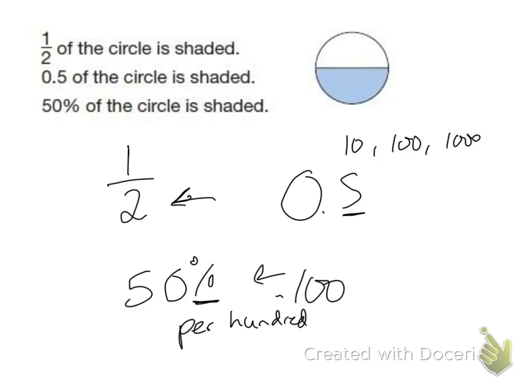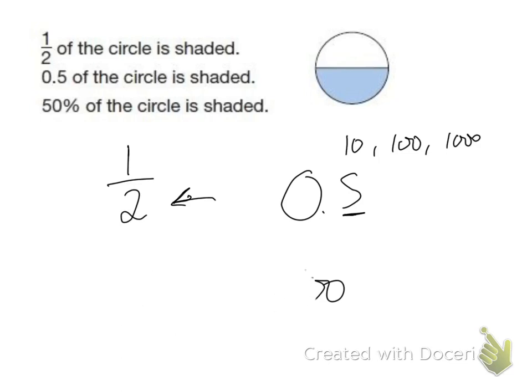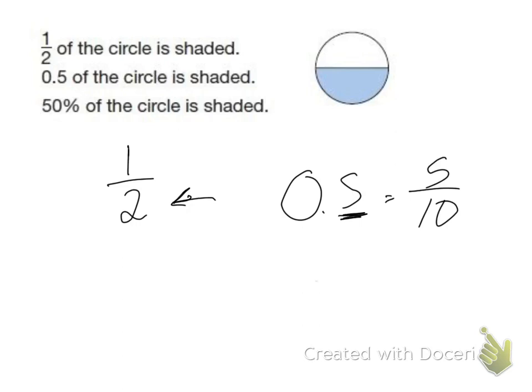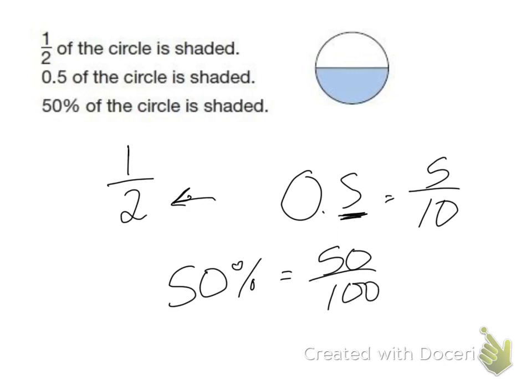So 0.5 is the same as 5/10, because the 5 is in the tenths place. 50% is the same as 50 over 100, because percent always has a denominator of 100. Both 5/10 and 50 over 100 equal 1/2.